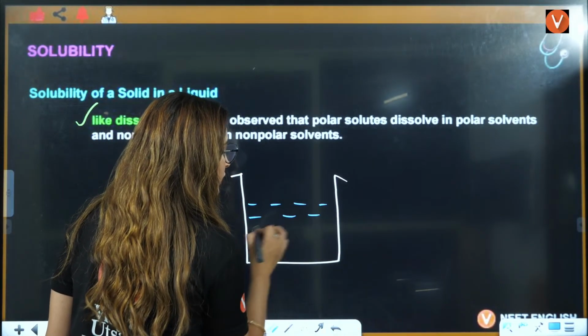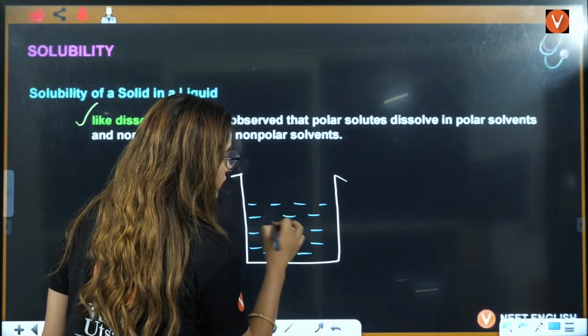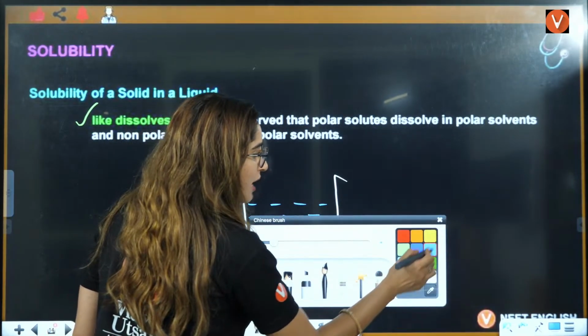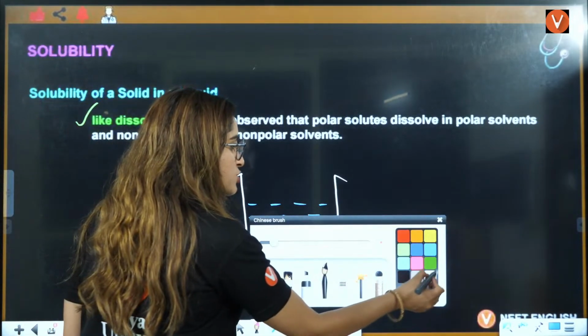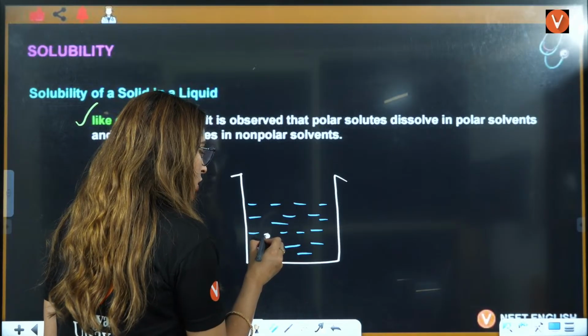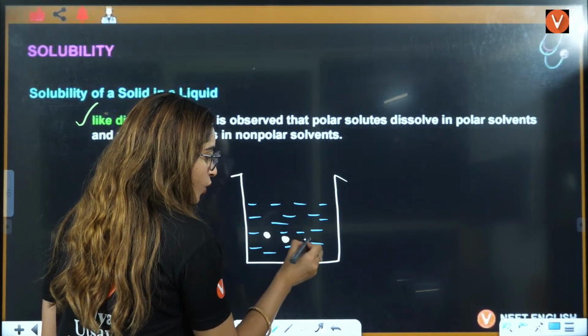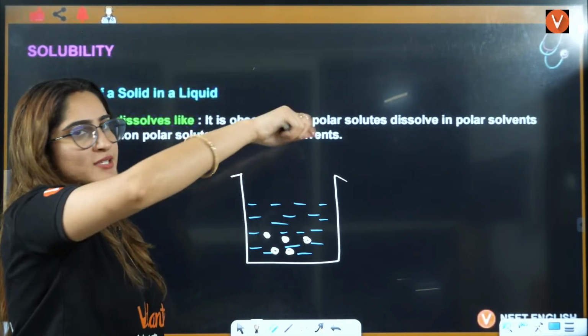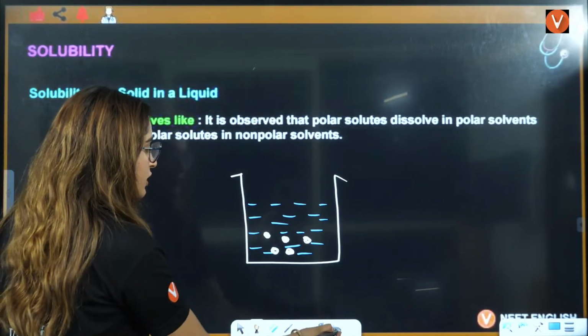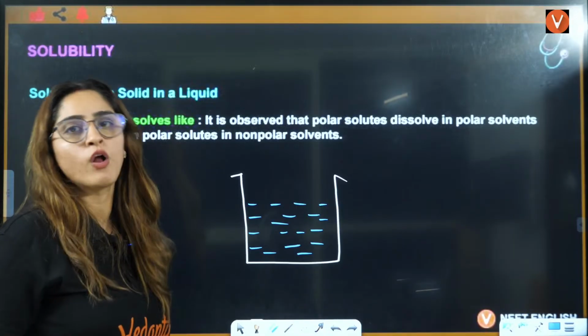You added water into it, right? Now, I am asking that you dissolve some sugar crystals. Let's say you are dissolving some sugar crystals. You added some sugar crystals, right? Now you're mixing it. They all will be dissolved.